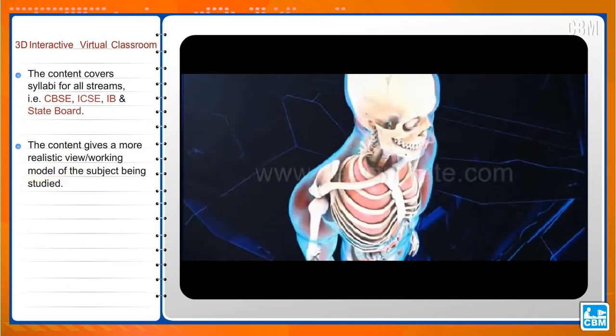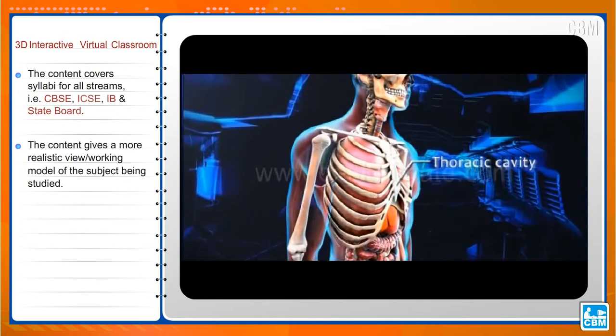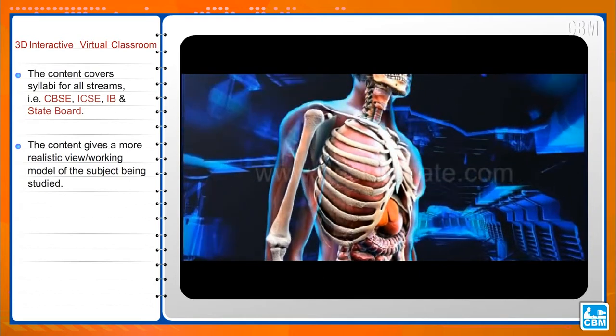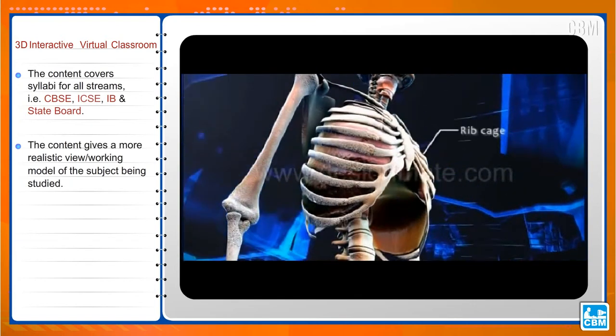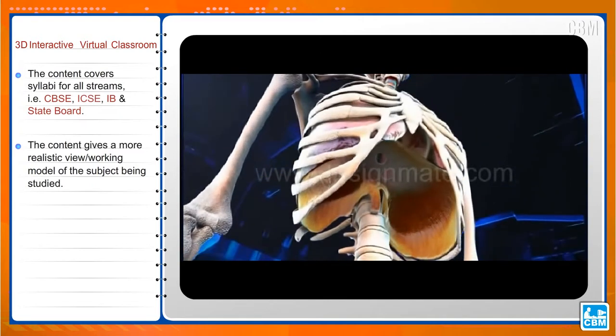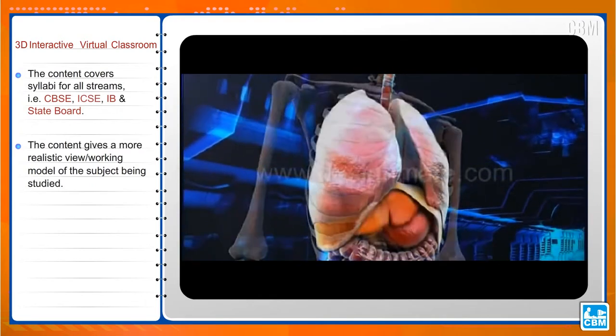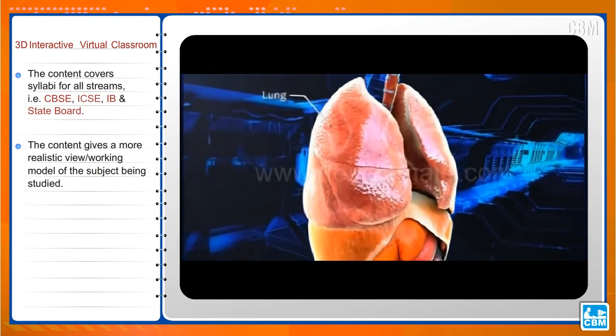The main organs responsible for respiration are present in the thoracic cavity. In the thorax region, the rib cage and a dome-shaped fibrous tissue, known as the diaphragm, are observed. Present within the rib cage are the pleural membranes, which enclose the lungs.